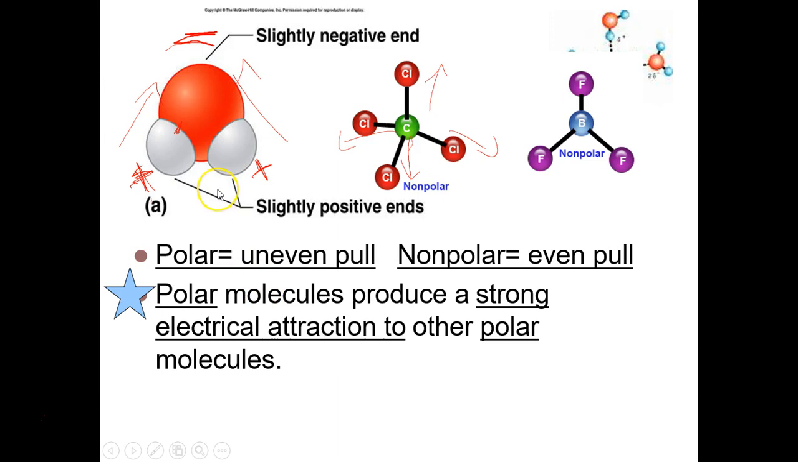Polar molecules, since they've got those pluses and minuses, are going to produce a strong electrical attraction to other polar molecules. If you remember, opposite charges attract. Polar molecules are going to be able to attract other polar molecules. They can't really interact with nonpolar because there's nothing to attract. There's no pluses or minuses on a nonpolar substance.